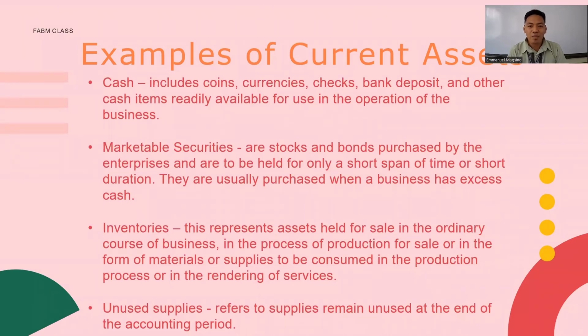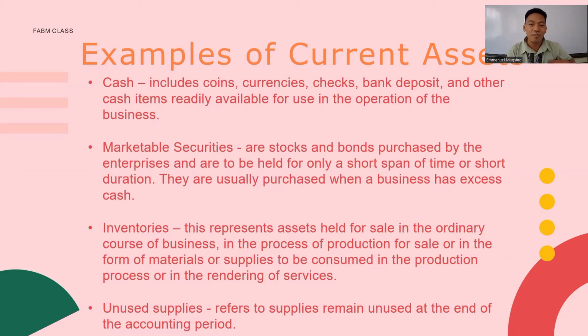Now, what are the examples of current assets? Number 1 is cash. When we say cash, it includes coins, currencies, checks, bank deposit, and other cash items readily available for use in the operation of the business. Next is marketable securities. These are stocks and bonds purchased by the enterprises and are to be held for only a short span of time, for a short duration. They are usually purchased when a business has excess cash.